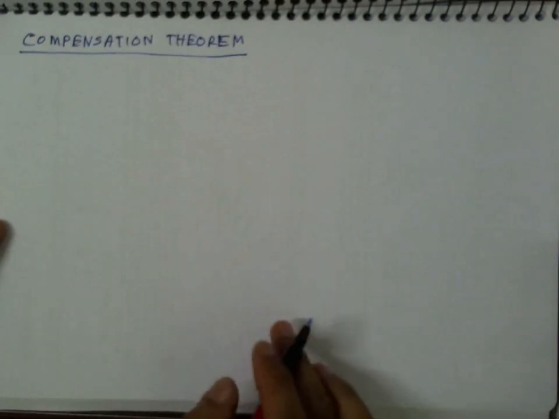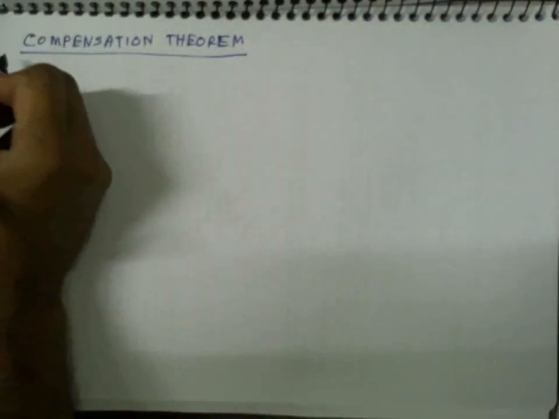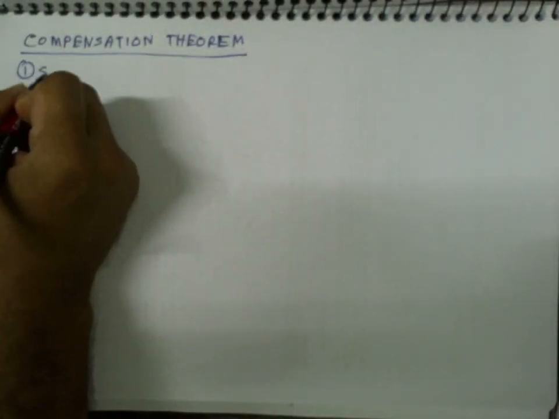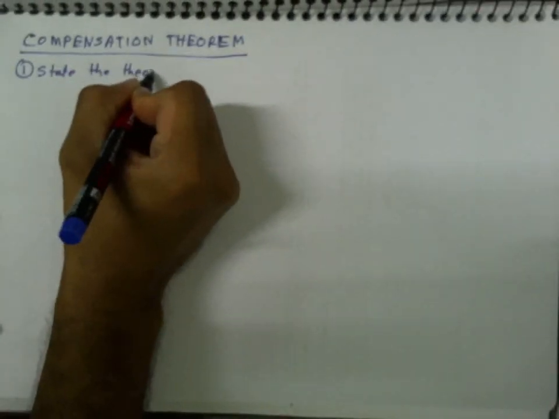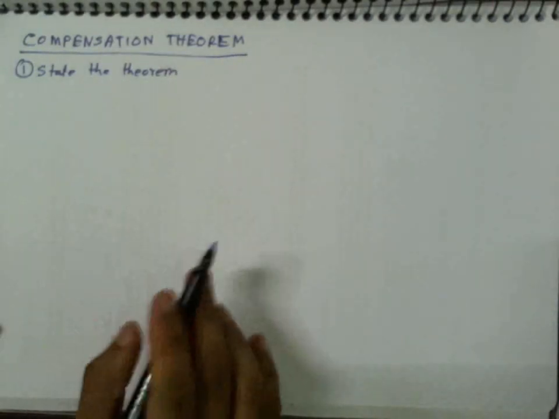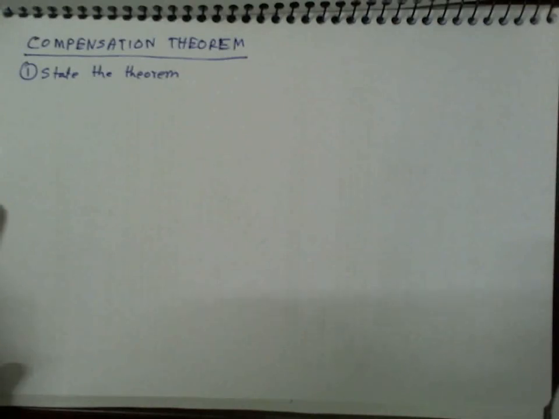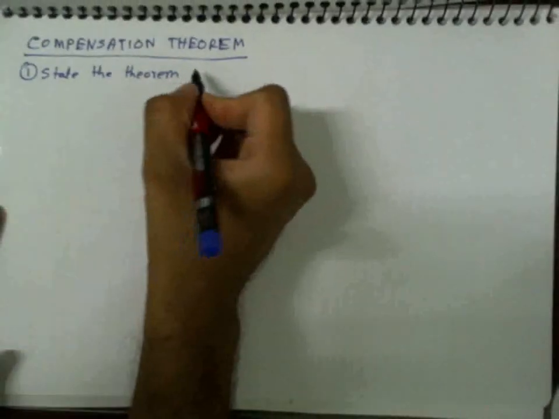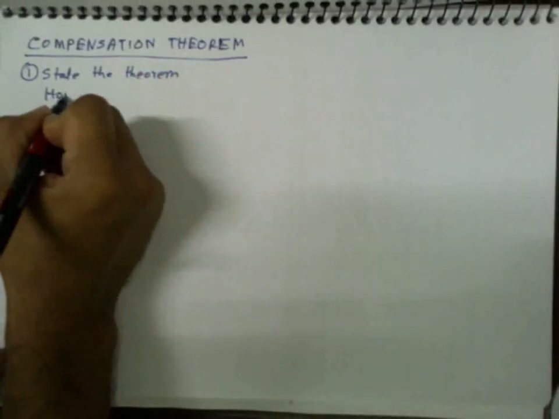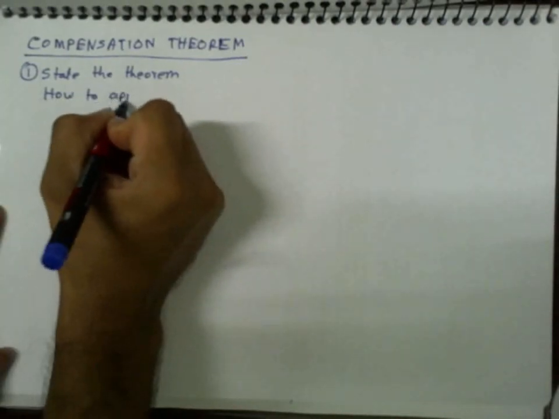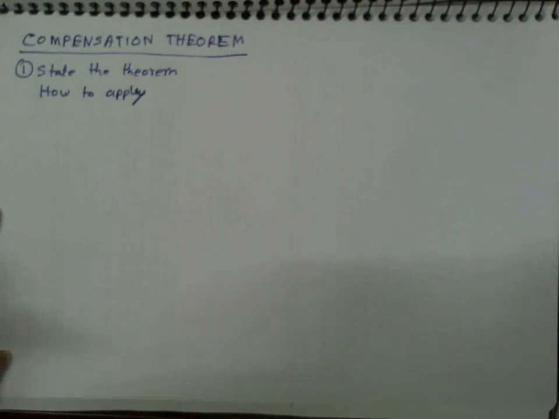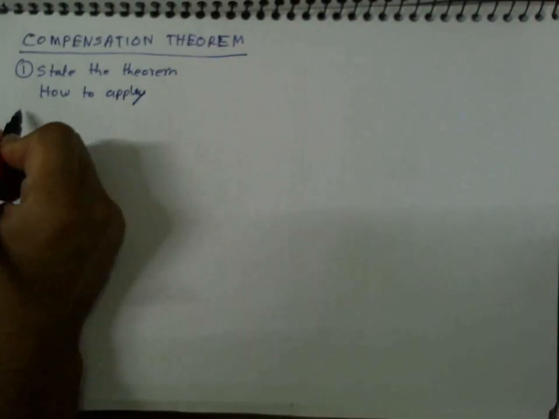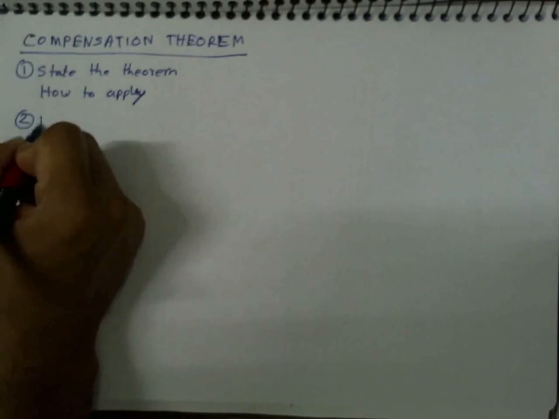is the compensation theorem. So what we will do, we will first state the theorem and understand what it says, how to apply it. Okay, so we'll state it, and we'll learn how to apply it, or when to apply it. Then we will do the proof.